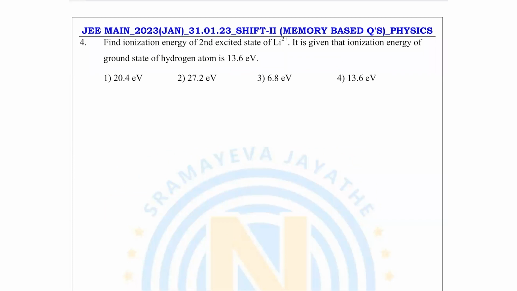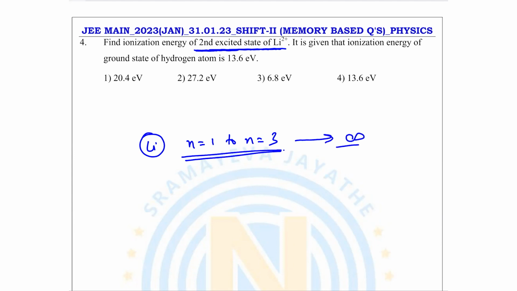Okay, we want to find the ionization energy of the second excited state of lithium 2 positive. Ionization energy of second excited state means in the lithium ion, the electron is already in the second excited state. Second excited state means it has jumped from n equal to 1 to n equal to 3 already. And now we want to send it to infinity. Ionize means we want to remove that electron. So we want to find this value.